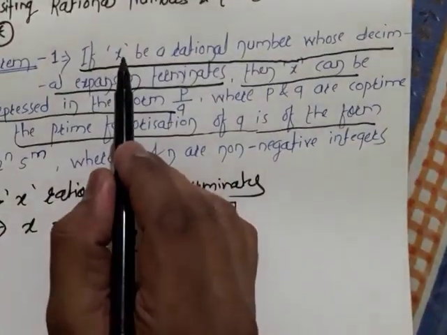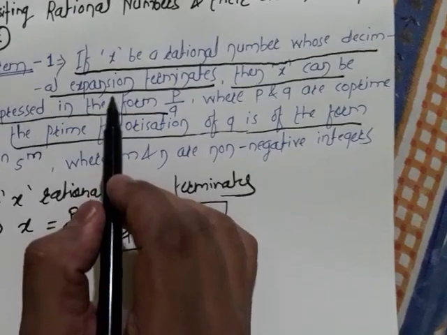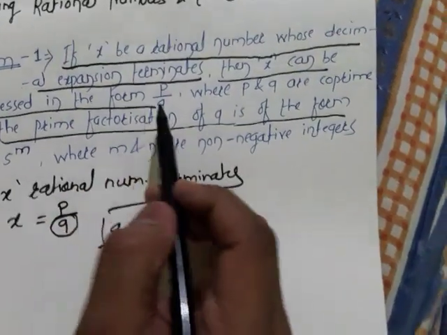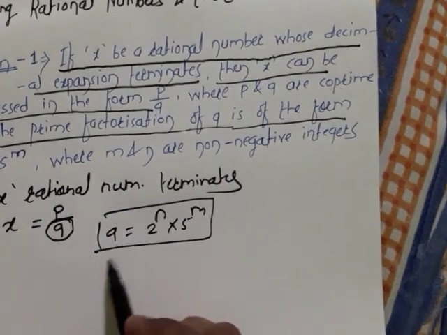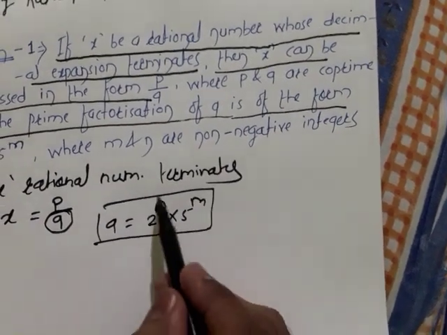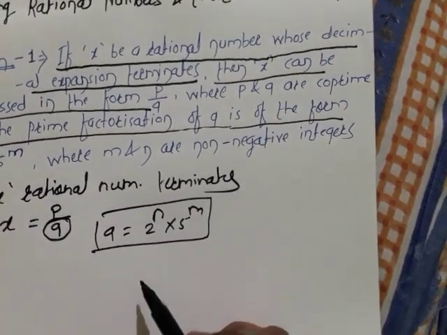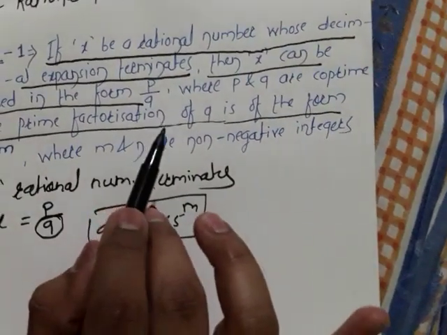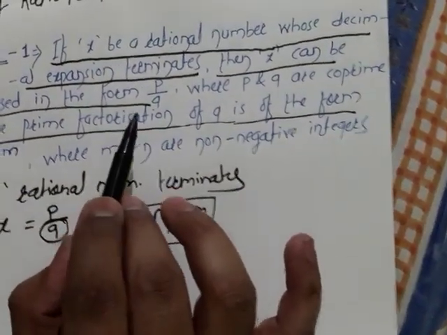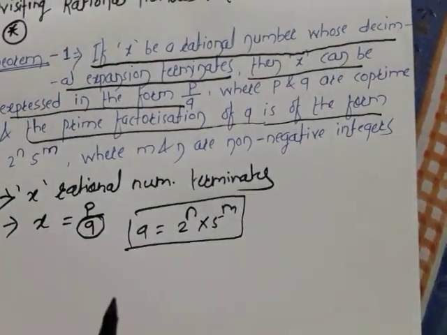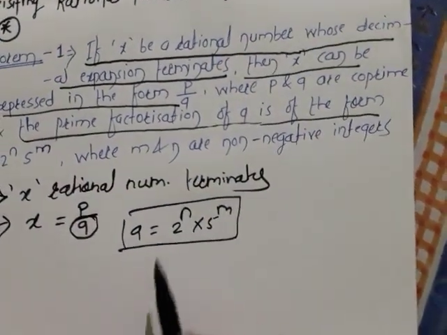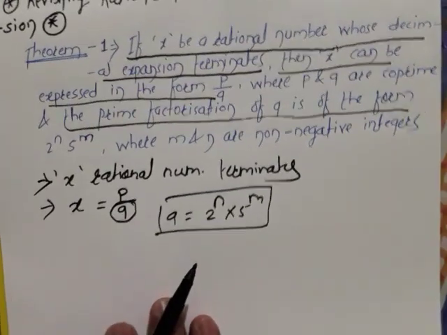अगर कोई x ऐसा रैशनल नंबर है, उसकी डेसिमल एक्सपांशन टर्मिनेट्स हो रहा है, तो जो उसका डिनोमिनेटर है, कौन सा डिनोमिनेटर है इधर? q, वो हम किस फॉर्म में लिख सकते हैं? 2 raised to n into 5 raised to m. कोई भी ऐसा रैशनल नंबर हो, उसका अगर डेसिमल एक्सपांशन टर्मिनेट्स हो रहा है, तो उसका डिनोमिनेटर हम इसी फॉर्म में लिख सकते हैं. This is the meaning of first theorem.